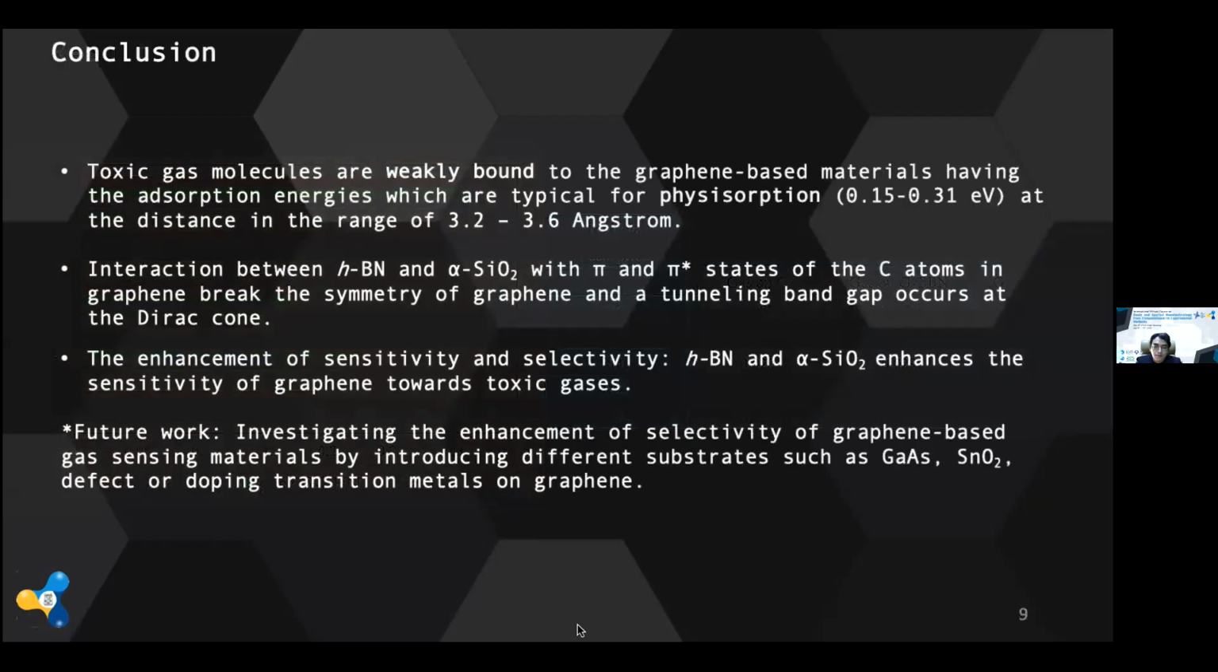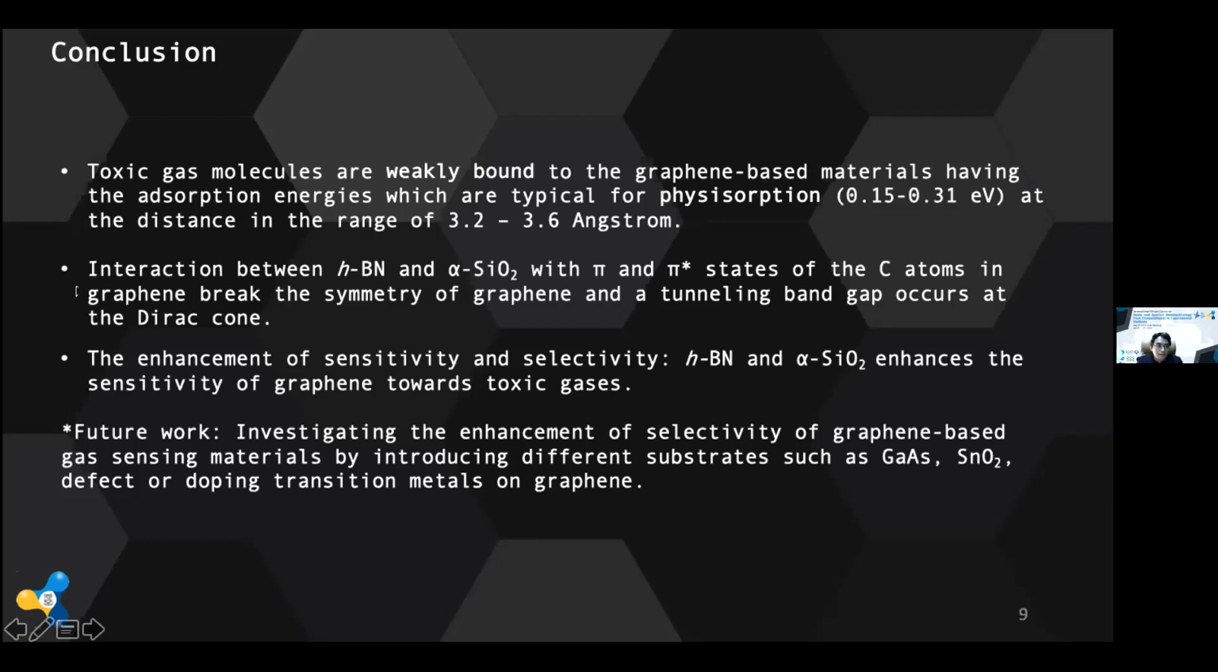So the conclusion Dr. Pung has is that toxic gas molecules are weakly bound to the graphene-based material, having absorption energies which are typical for physisorption, between 0.15 and 0.31 electron volt, as I mentioned before, and at a distance in the range of 3.2 up to 3.6 angstrom.